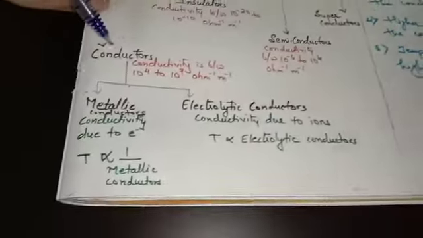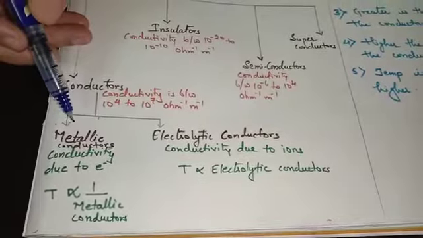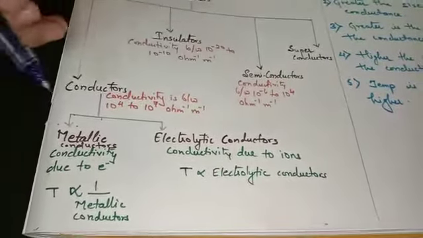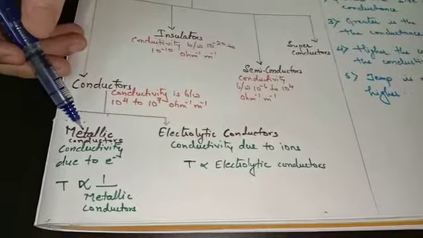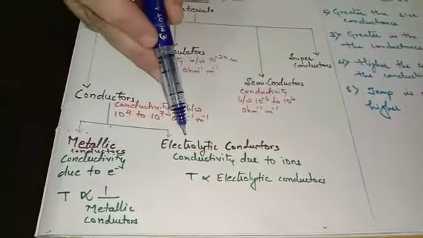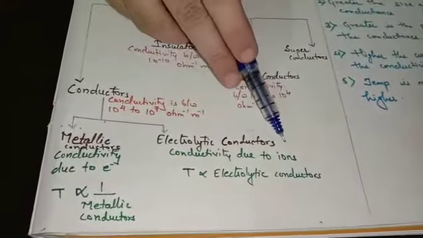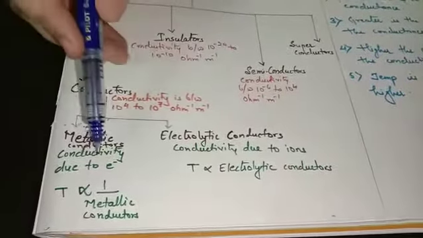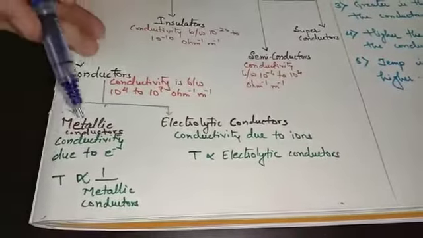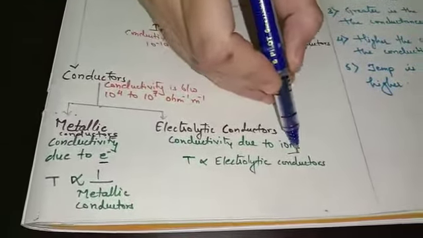Now, if I am going to bifurcate conductors, conductors can be classified under two headings. First is known to be metallic conductors, second is known to be electrolytic conductors. Metallic conductors are those substances whose conductivity is due to the movement of electrons, whereas electrolytic conductors are those substances whose conductivity is due to the movement of ions. This is the basic difference between metallic conductors as well as electrolytic conductors. Here the conductivity is due to the electrons, here the conductivity is due to the ions.